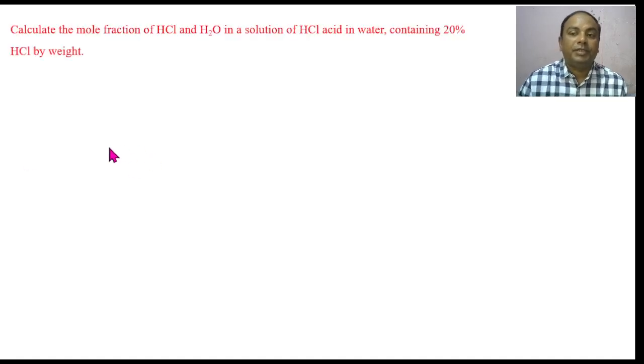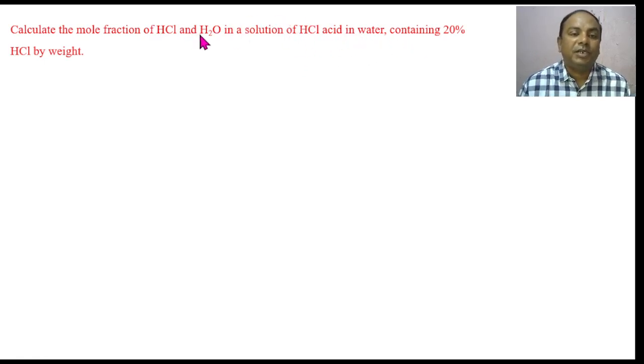Now the next problem: calculate the mole fraction of HCl and H2O in a solution of HCl acid in water containing 20% HCl by weight. So what we are asked to determine is the mole fraction of HCl and water. This HCl and H2O together make an acid solution.